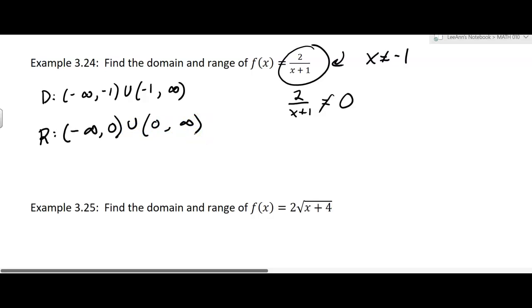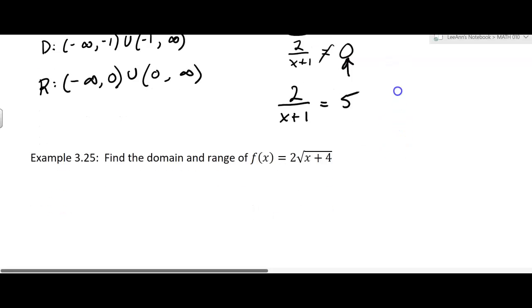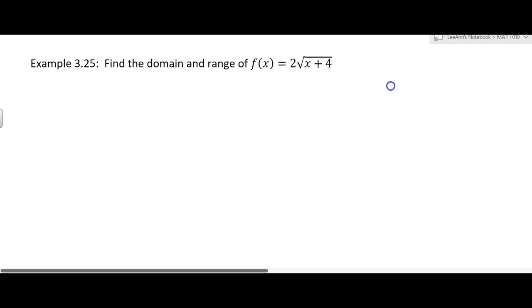Now you might say, well, how do I know that? I can see the numerator isn't 0, but how do I know all the other numbers work? If you put any number in here, except 0, say 2 over x plus 1 equals 5, you can solve that. We've solved those equations. That's just an example, but 0 would be a problem. Okay. Find the domain and range of this one.